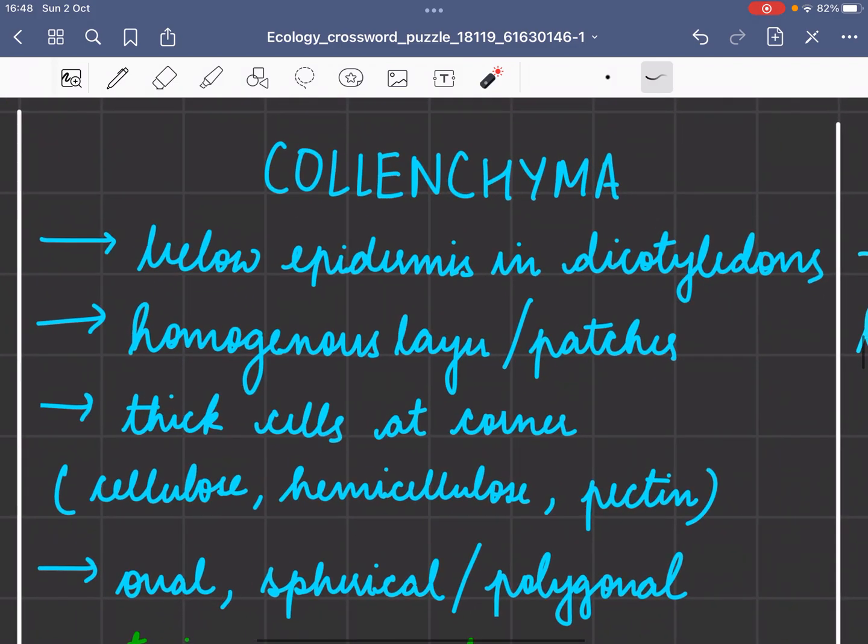In the case of collenchyma, it is present below the epidermis in dicotyledonous plants. It is usually a homogeneous layer, or it is present in patches. There are thick cells at the corners, made of cellulose, hemicellulose or pectin. So, below the epidermis in dicotyledons, it's a homogeneous layer or found in patches, with thick cells at the corners made of cellulose, hemicellulose or pectin.